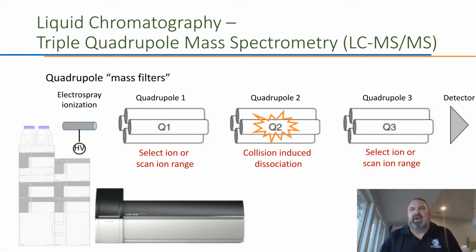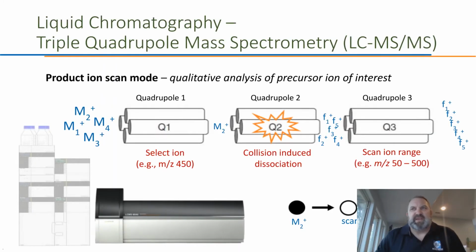A really common way to use this technique would be what's called a product ion scan. If you see there on the left, we have this mixture of M+ ions that are fed into the first quadrupole. We're interested in just one of these, this M2+. So we tell it to select that ion. Maybe it has a mass to charge of 450. It goes into the second quadrupole and is fragmented into different fragments. These are these puzzle pieces. And then we can use that third quadrupole to sort those puzzle pieces and generate a mass spectrum that would be diagnostic of that initial ion of interest. So this gives us good qualitative information about an ion of interest.